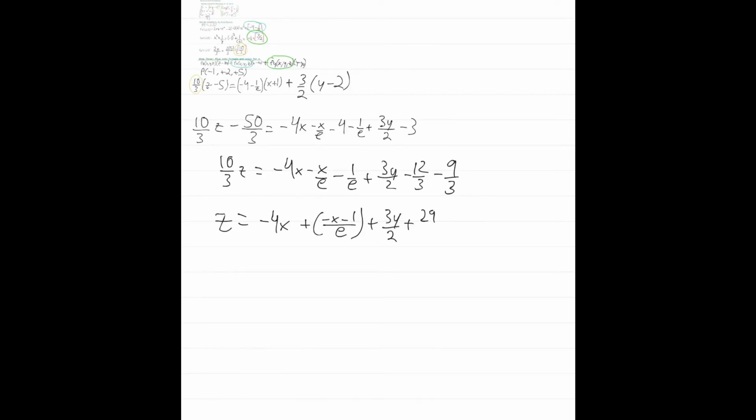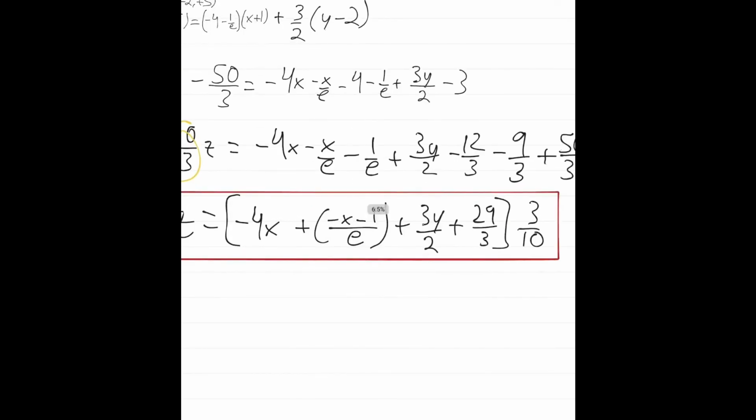Then right here, I added 50/3 to both sides, and I got 29/3, because 50 minus 12 minus 9 is equivalent to 50 minus 21, which is equal to 29/3. And now I want to isolate the z, so I multiply everything by the reciprocal of that. I multiply both sides by 3 and divide both sides by 10. And in doing so, I get 3/10.